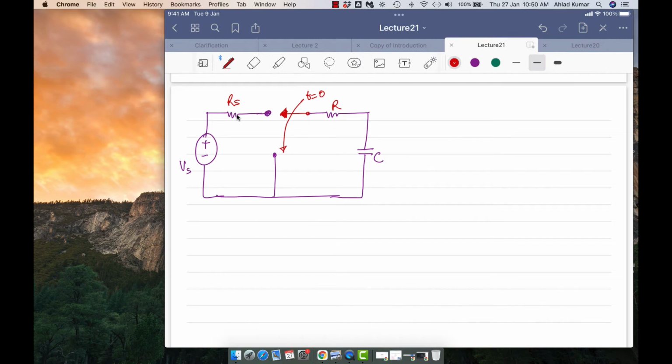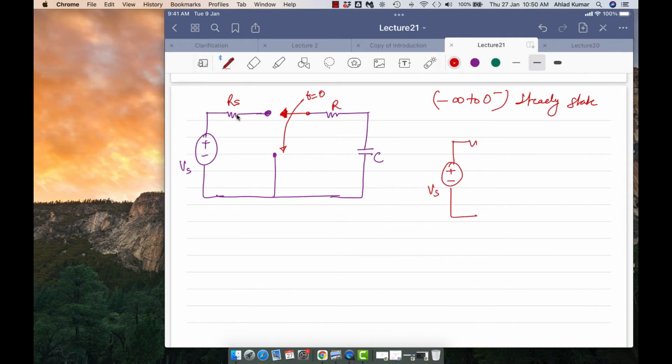So from time t equal to minus infinity to 0 minus, we are in steady state, right? We are in steady state. So what can you say about the capacitor at that time? Capacitor will be open circuit or not? From minus infinity to 0 minus. Will it be open circuit or not? Okay.